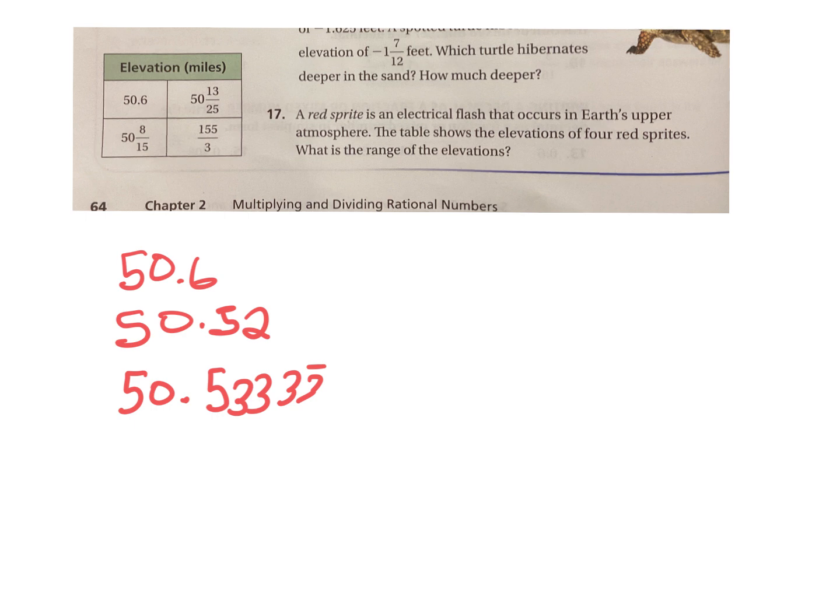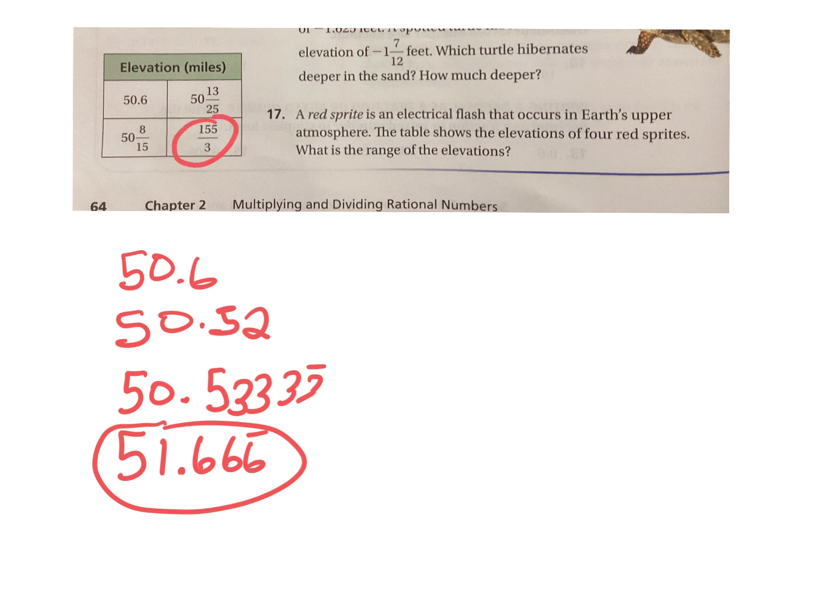Okay, and then we have 155 divided by 3. That gets me 51.666, that repeats forever. So I know that this is my greatest one. 155/3 is my highest, and my lowest would be 50.52, so 50 and 13/25 is the lowest. So now I just have to find the difference between those two.